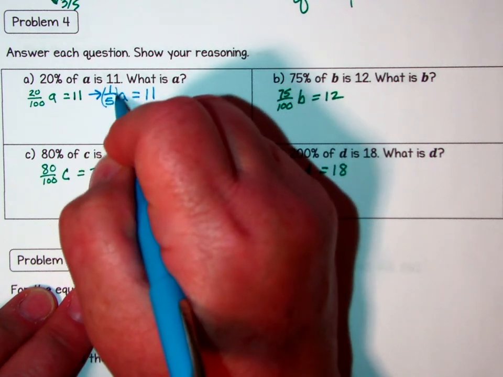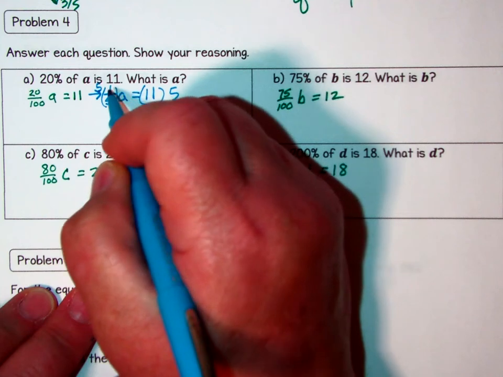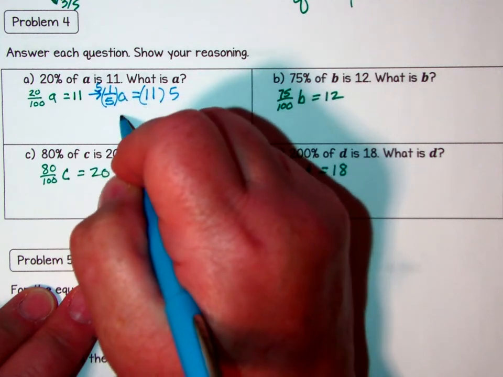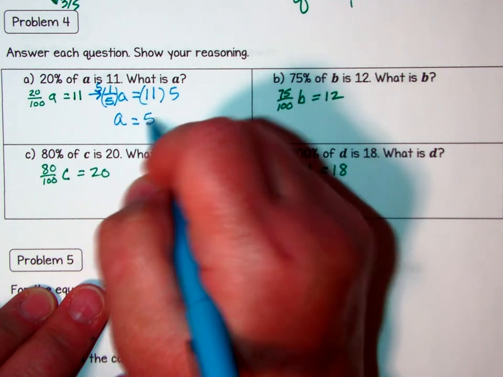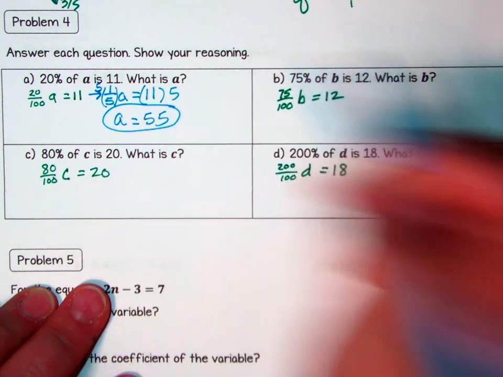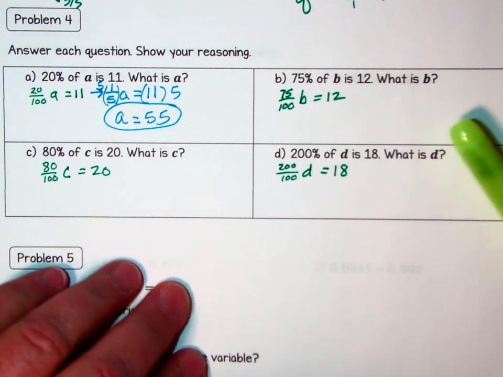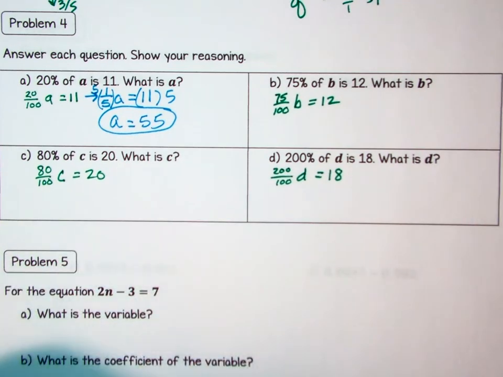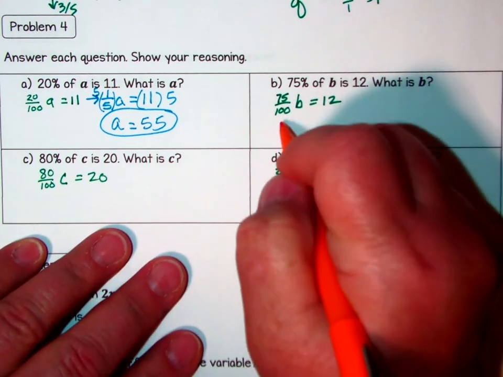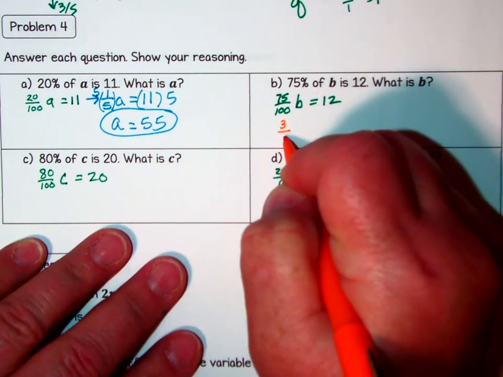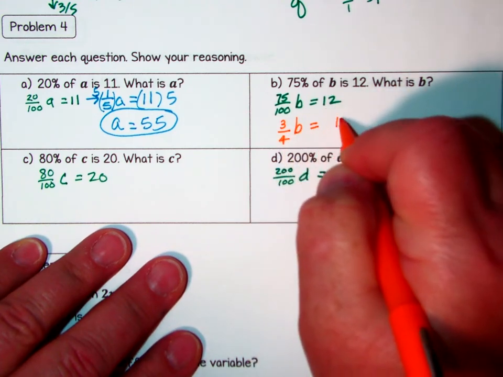I didn't leave myself a lot of room to do that. 5 times 1/5 is 1, so I have 1A, and 11 times 5 is 55. So here, A is 55. If I move on to B, 75 hundredths, I could rewrite that as 3/4, right? So I have 3/4 times B is equal to 12.